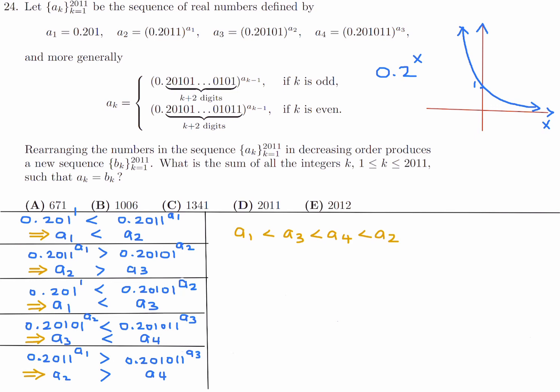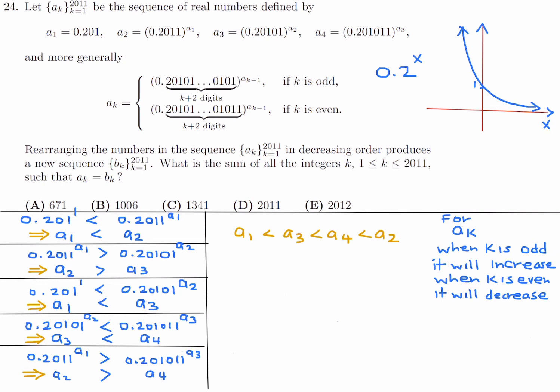So now, without having to go on and do A5, A6, A7, we have to make some conclusion. And that is that whenever the number here for any AK is odd, it will create increasing values. So as you can see, A1, A3, like that. And when K is even, it will create smaller values. And also, the even ones will always be greater than the odd ones.